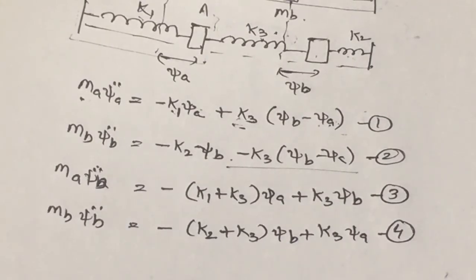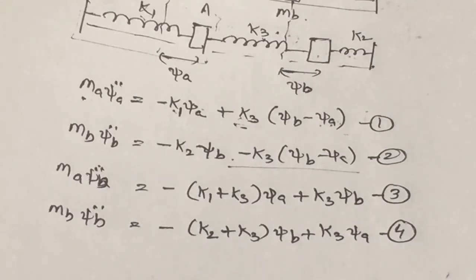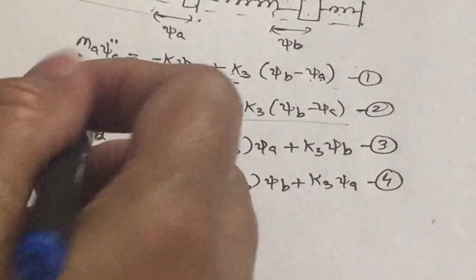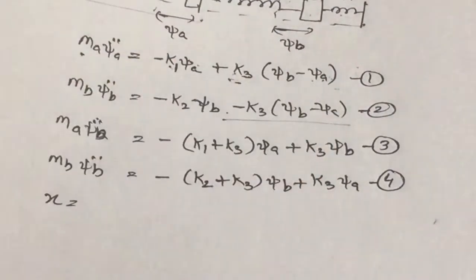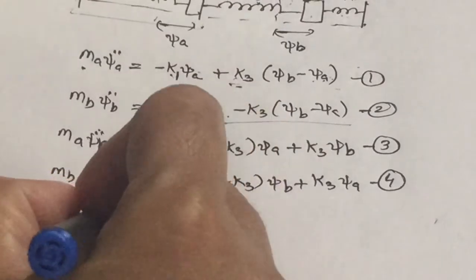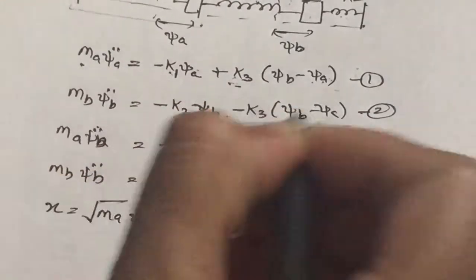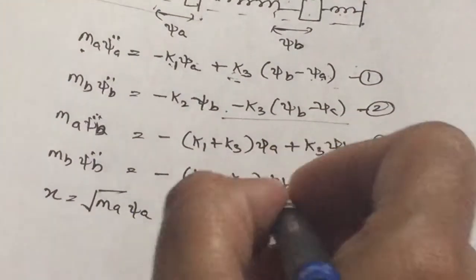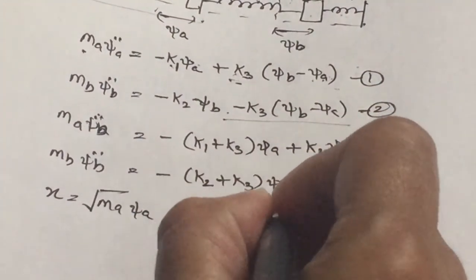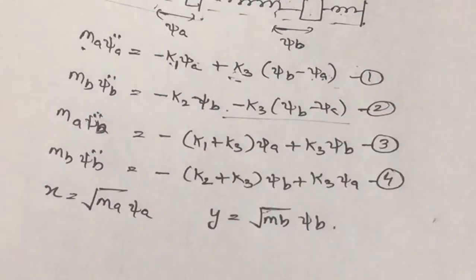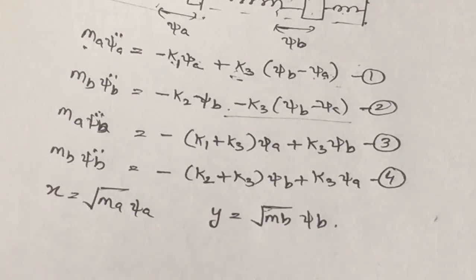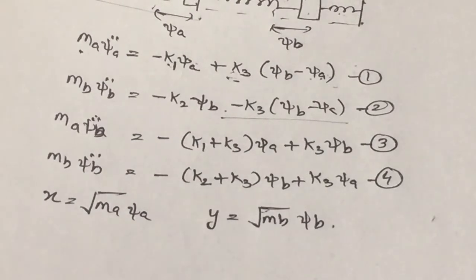To reduce this equation, we are just using some reduced coordinates. Let us consider there is a coordinate x, and this coordinate has a relation with psi a as x equals under root ma psi a. Similarly, we are taking another reduced coordinate y, and this is given as under root mb psi b. These assumptions of reduced coordinates will change our equation to simple harmonic motions. We will see in our further calculations.